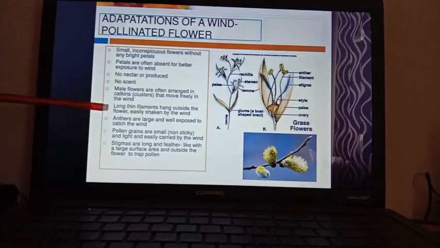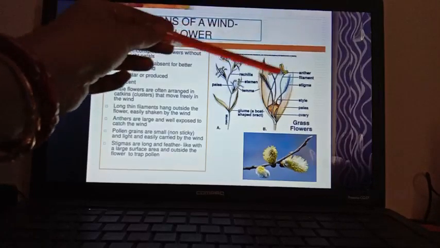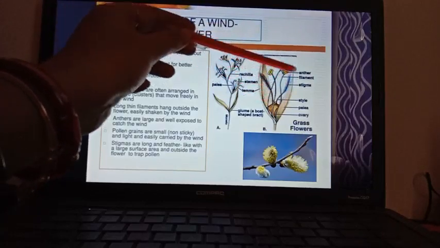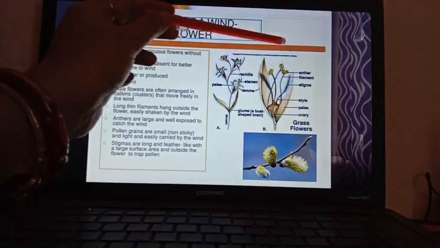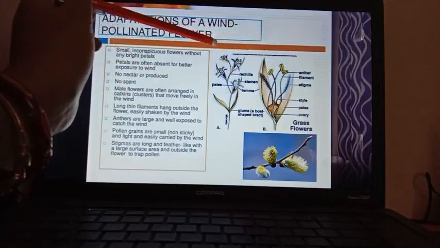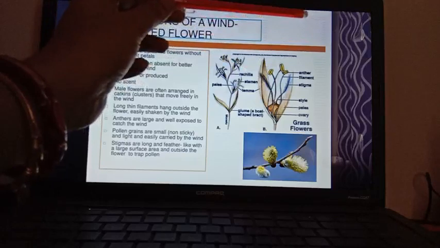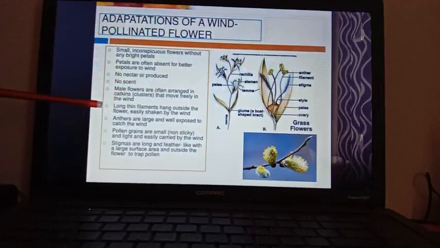Long thin filaments hang outside the flower, easily shaken by the wind. Actually, if long filaments are there, the anther, inside which the pollen grains are situated, will be exposed in the wind, in the air. So it will be easy for the wind to blow the pollen grains. That's why long thin filaments hang outside the flower, easily shaken by the wind. Anthers are large and well exposed to catch the wind.